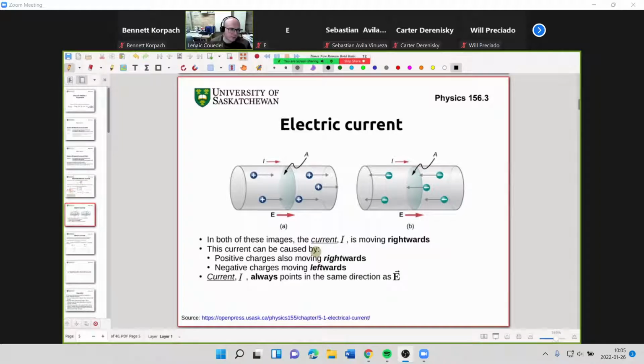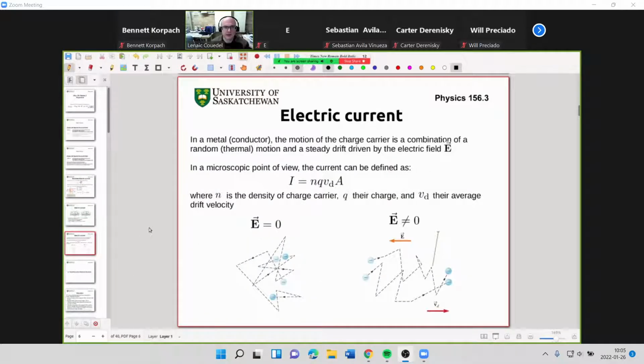Then the last slide on electrical currents. In a metal, which is a conductor, the motion of the charge carriers is a combination of a random thermal motion and a steady drift driven by the electric field E. Electrons in a conductor, your conductor is not at the absolute zero, so your free electrons, your charge carriers, they always have a thermal motion. So that's what you see here.